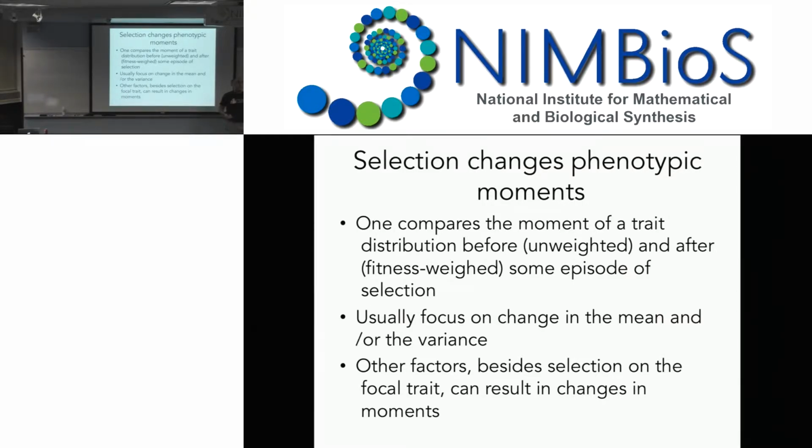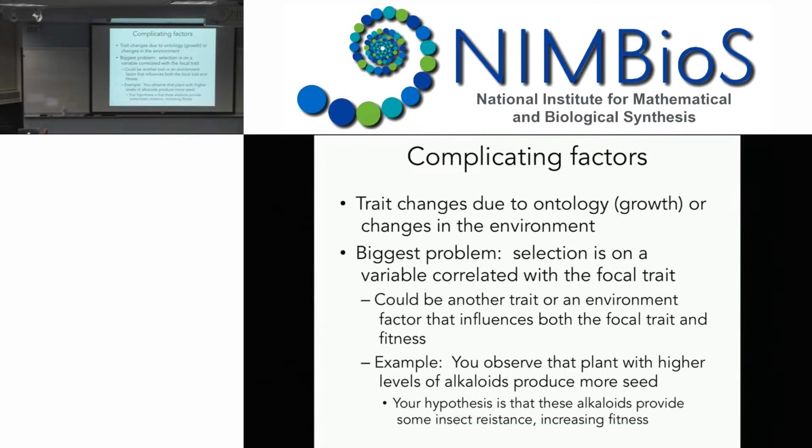If I have stabilizing selection, so individuals with some optimal value are most fit, if the population is sitting at that optimal value, the mean won't change much, but the variance will shrink down as outlier individuals are removed. So quantifying changes in mean and changes in variances are important, but as I mentioned, other factors besides selection on the focal trait can result in a change in the moments. So what are some of the complicating factors?